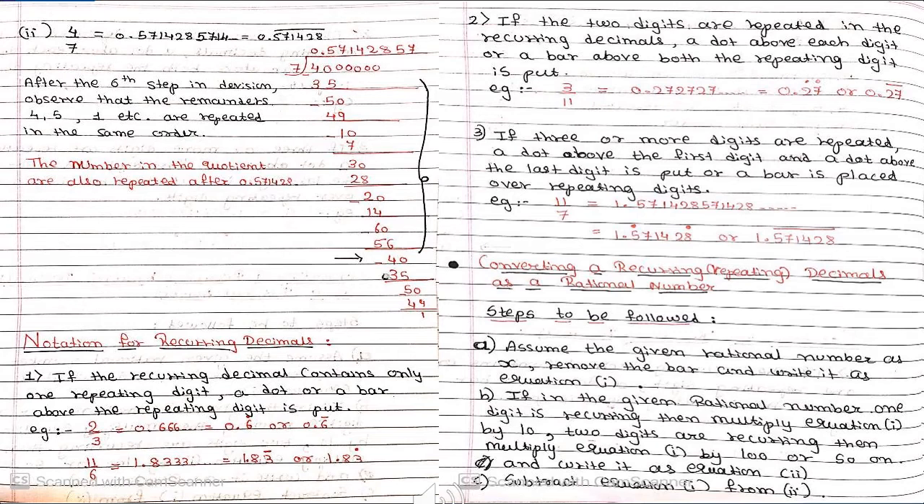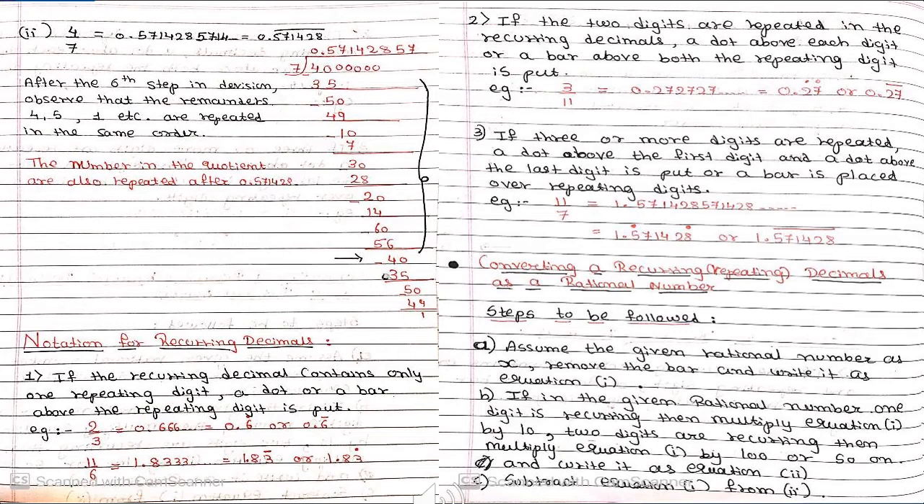11 by 7 can be written as 1.571428. So the pattern is 571428. So in the pattern, the first digit 5 and the last 8, above both you have to put the dot, or either a bar.